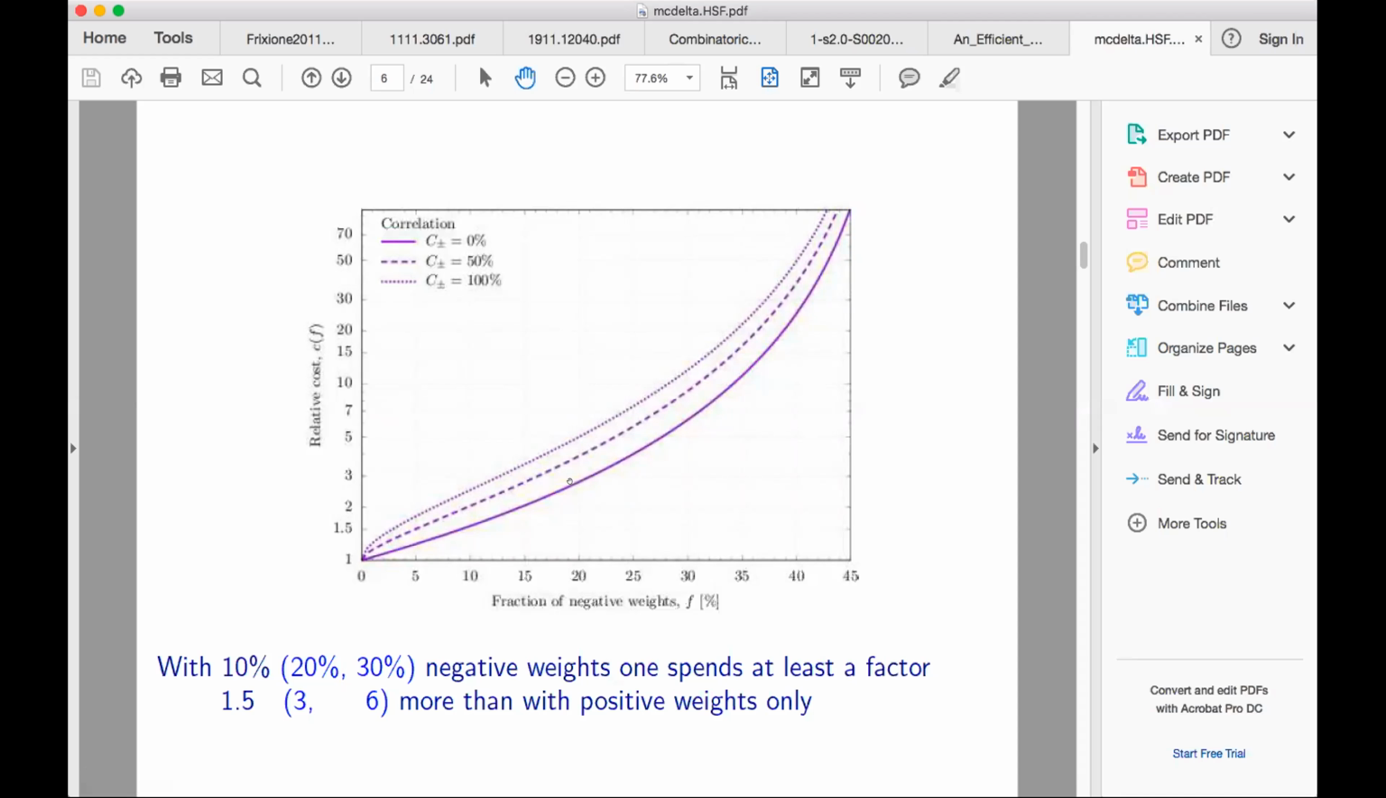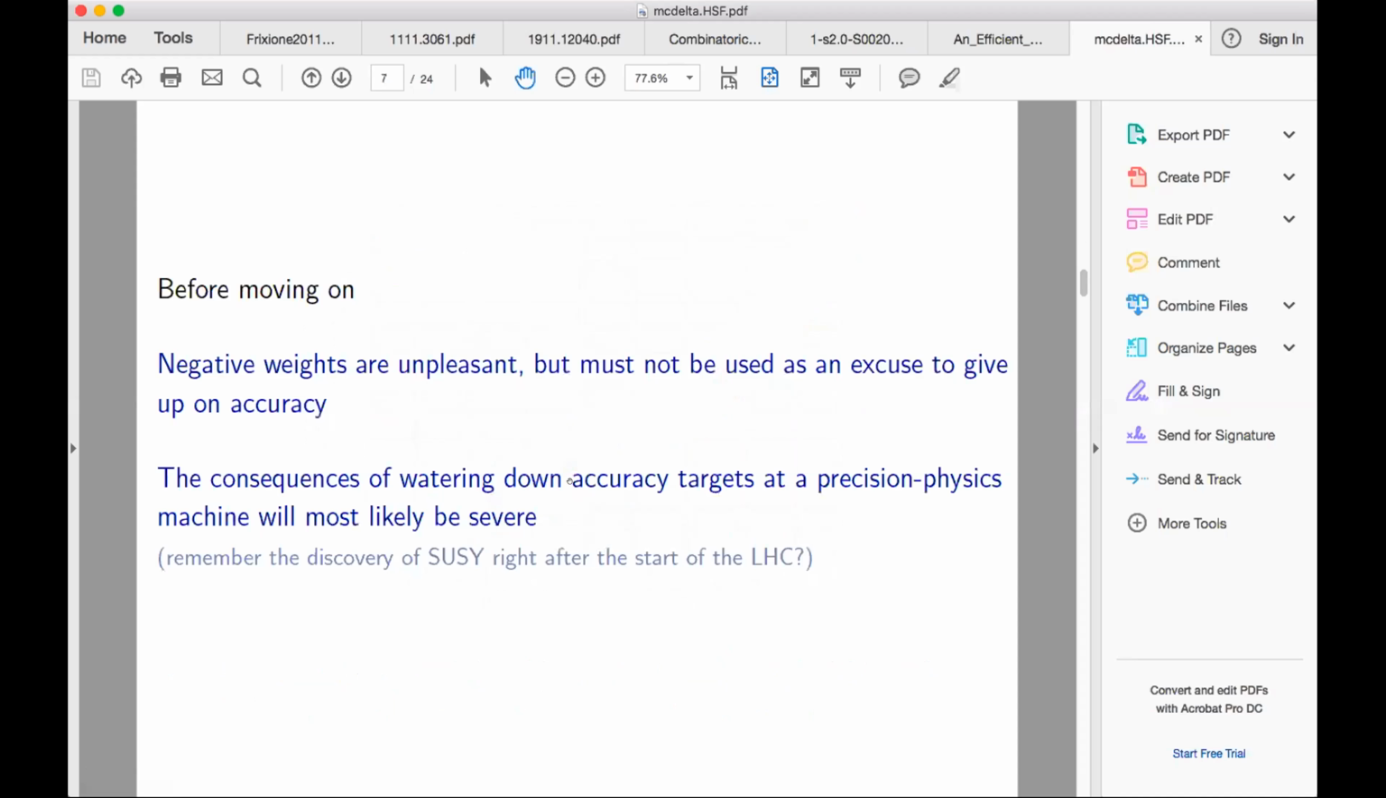So there is indeed a strong motivation to reduce the number of negative weights. I think we all agree with that. Having said that, let me also stress that although negative weights are a very unpleasant feature of these simulations, they must not be used as an excuse to give up on accuracy. If you remember the famous discovery of SUSY at the start of the LHC, this was due to the fact that people simulated 10 jets with PYTHIA back in the 90s. And this led to a discovery. Now the situation is not as striking as in that case.